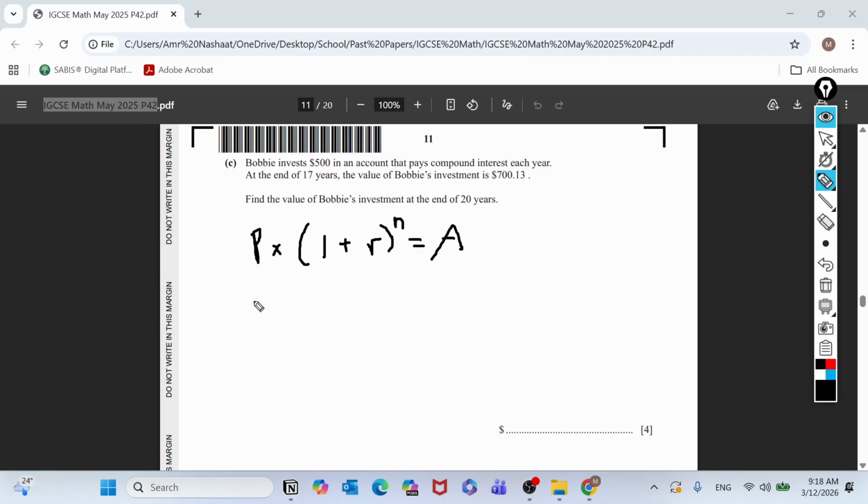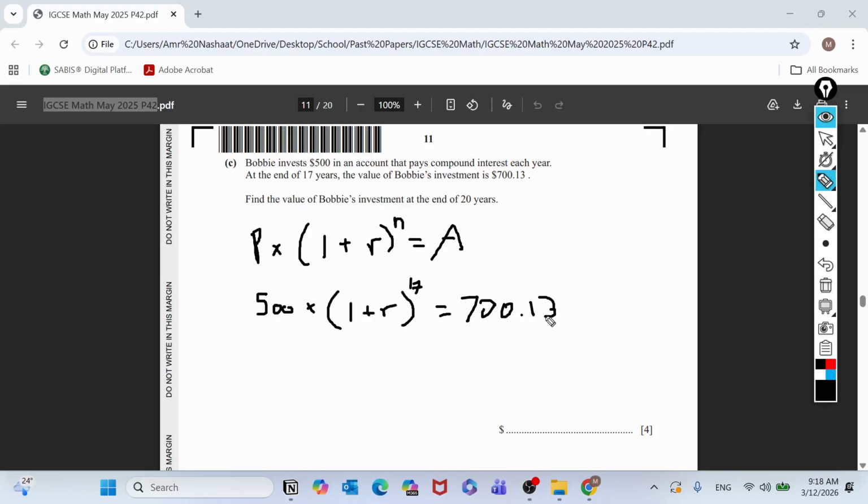Okay. So P is how much he put in at the start. So 500 times 1 plus the rate. So which is what? Oh, we don't know the rate. 1 plus R. Oh, we need to find it to then find how much he makes at the end of 20 years. Okay, yeah. 1 plus R to the power of n, which is 17. And at the end, he makes what?